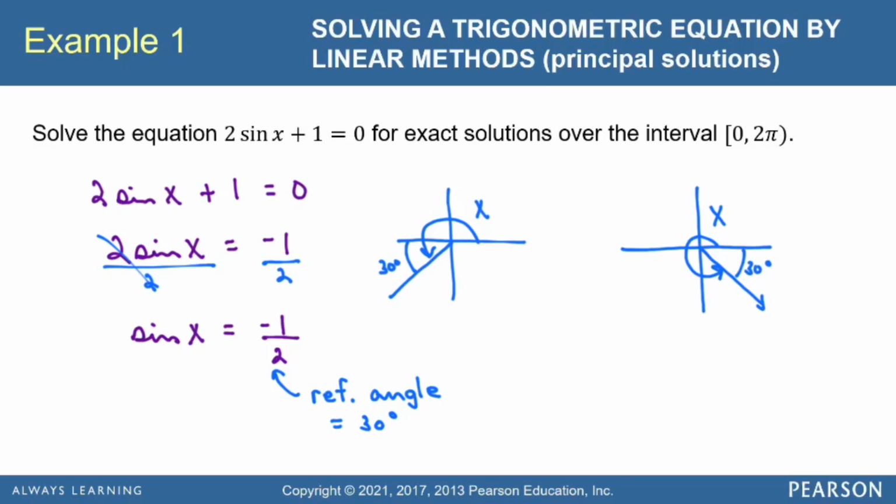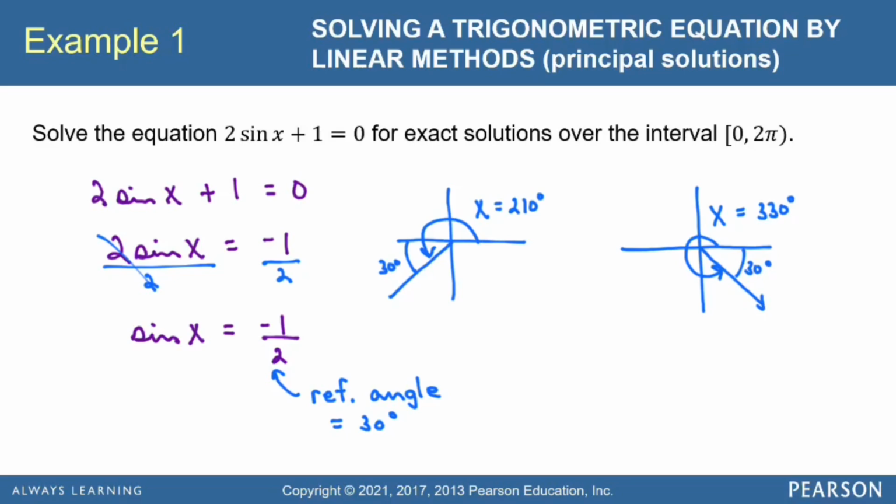Now the solution is the standard position angle. So for this quadrant 3 angle, the solution would be 180 plus 30. So that quadrant 3 angle is 210 degrees. And this fourth quadrant solution is going to be 360 degrees minus 30, which is 330 degrees.